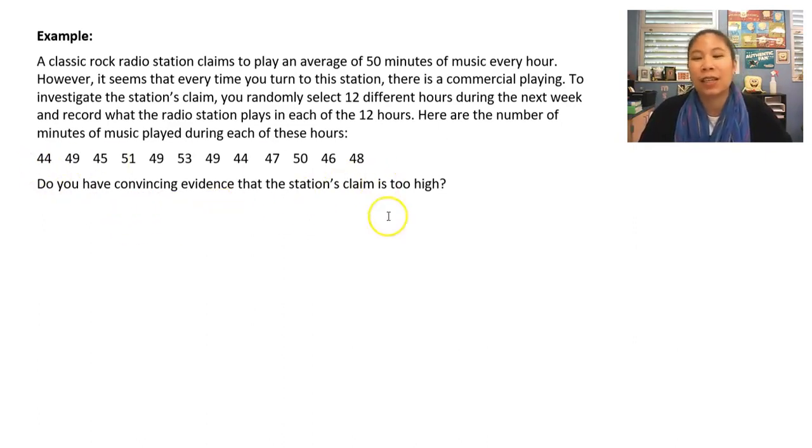Do you have convincing evidence that the station's claim is too high? So remember, we were talking about anytime they ask for convincing evidence, do you have it or do you not? That means you're doing a hypothesis test. So let's start our PHANTOM process.